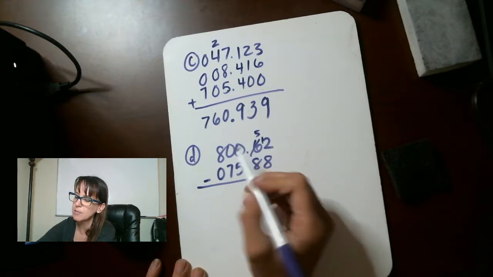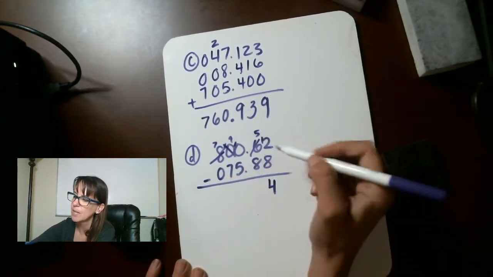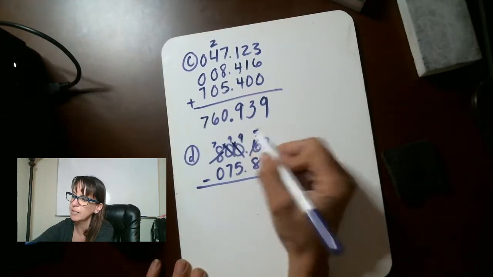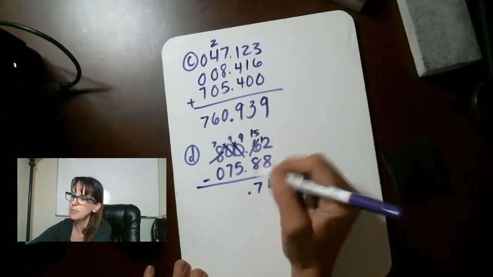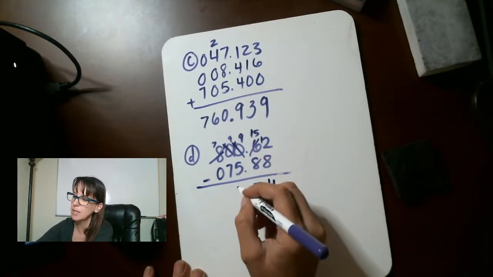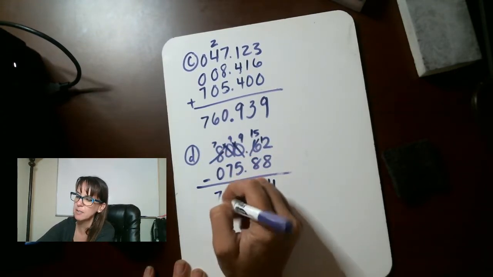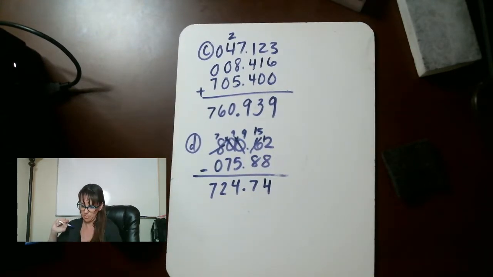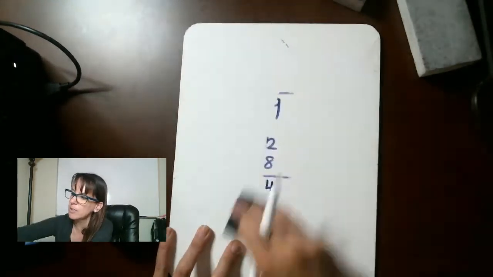Can't borrow from here, so we're going to come all the way over here. 7, 10, 9, 10. We're going to borrow here, and we get 15. Okay, so that's going to be 7. Bring down our decimal. 9 minus 5 gives us 4. 9 minus 7 gives us 2. 7 minus 0 gives us 7. There's your answer. All right, a couple more, and then we'll call it good on this video.